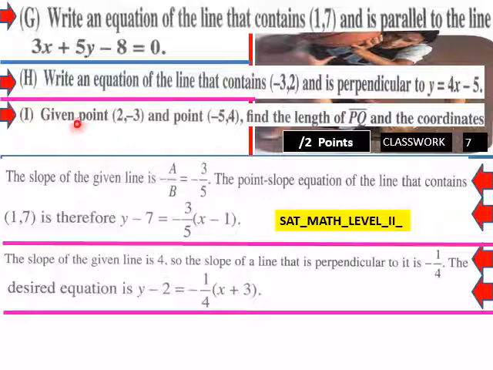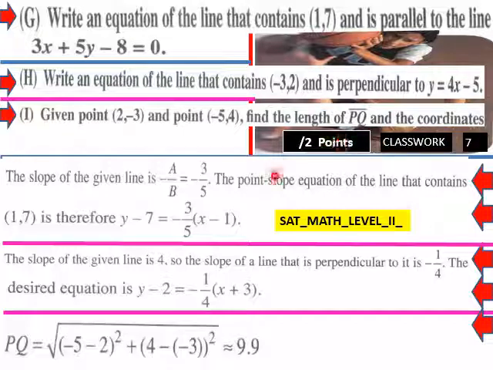And then example I: given point P (2, -3) and point Q (-5, 4), find the length of line segment PQ and the coordinates of the midpoint. PQ would equal, we're going to put these underneath a radical, the square root of (-5 minus 2) quantity squared plus (4 minus -3) quantity squared. When you do all the arithmetic, you come up with approximately 9.9 as the length of our line segment.